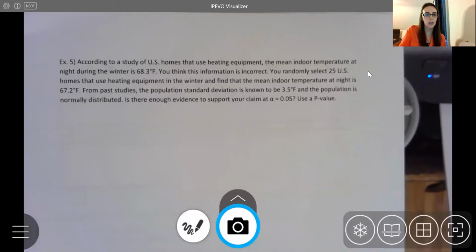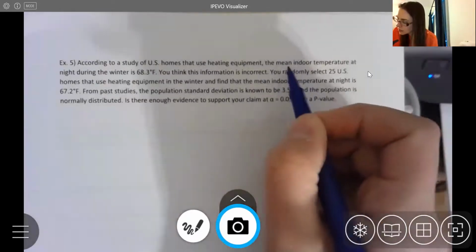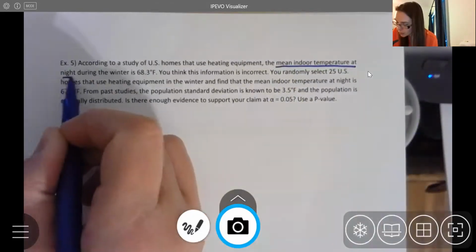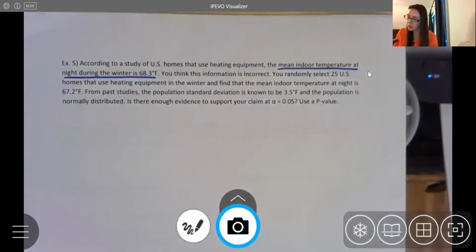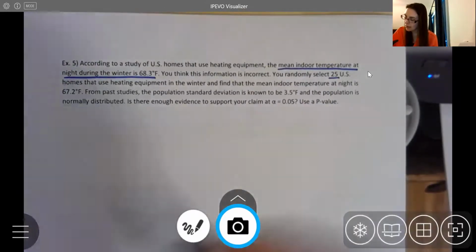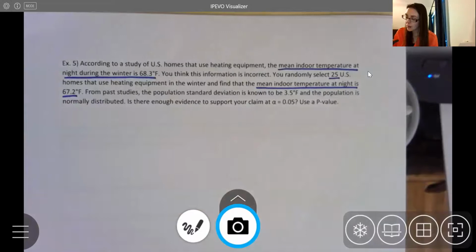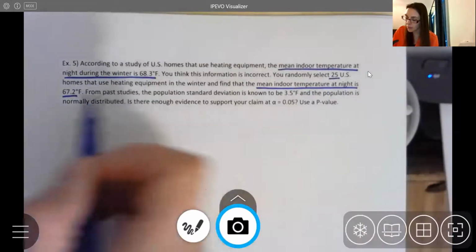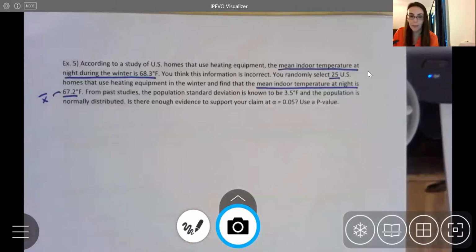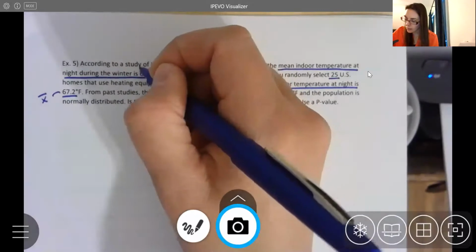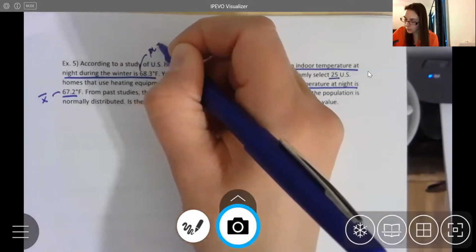It says, according to a study of US homes that use heating equipment, the mean indoor temperature at night during the winter is 68.3 degrees. You think this information is incorrect. So you randomly select 25 homes that use heating equipment in the winter and find that the mean indoor temperature is 67.2. Now, keep in mind here, this is from the sample, right? So this 67.2 is your sample mean that we got from the 25 houses. This one up here is like your population mean, so your mu.